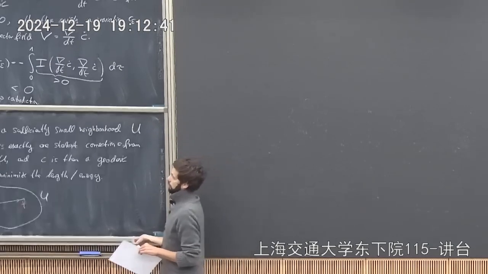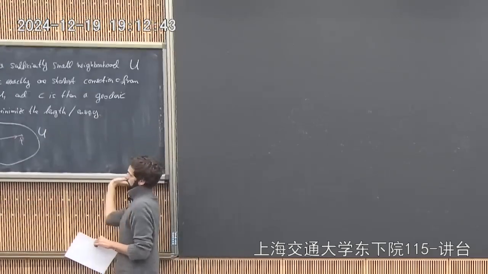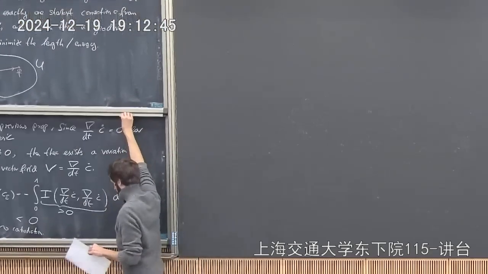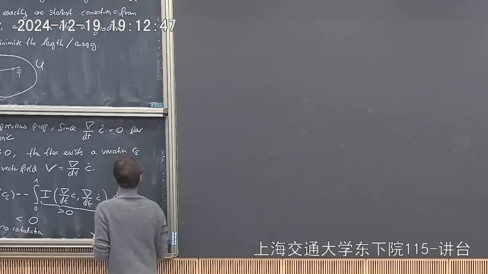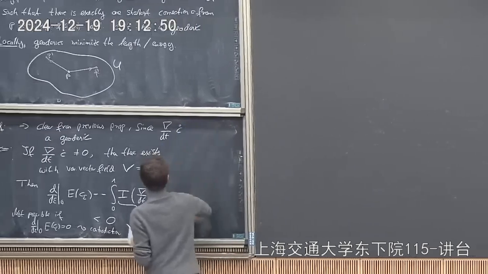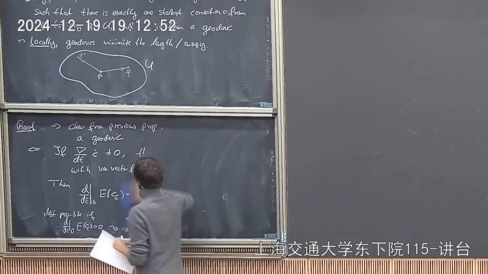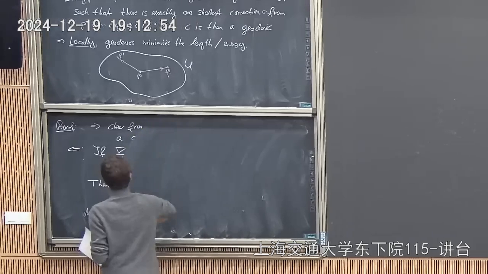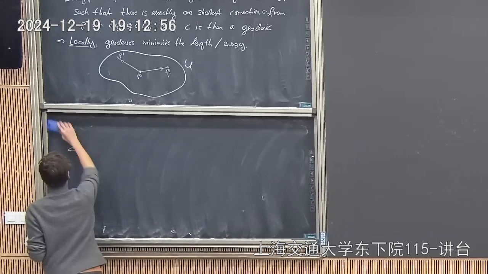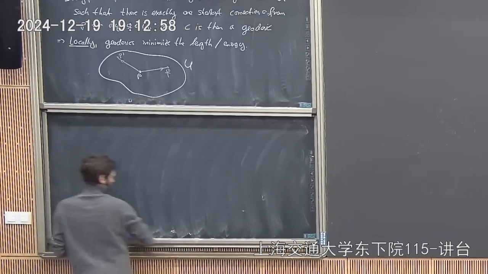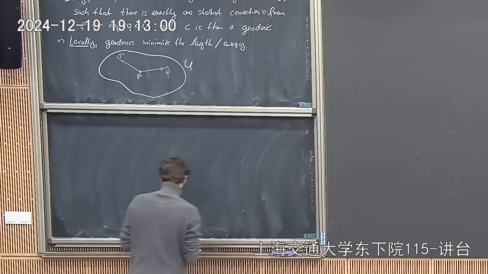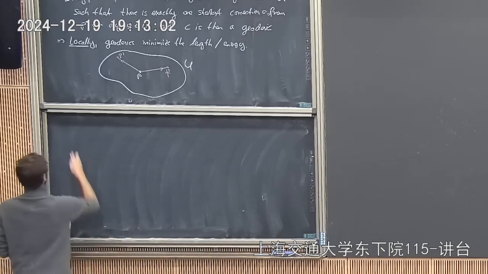And there's a global version of that corollary, which I just want to state. It is called the Hopf-Rinow theorem.